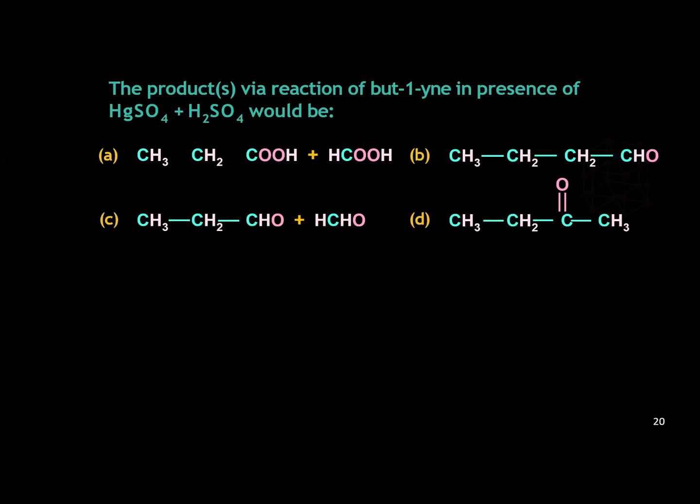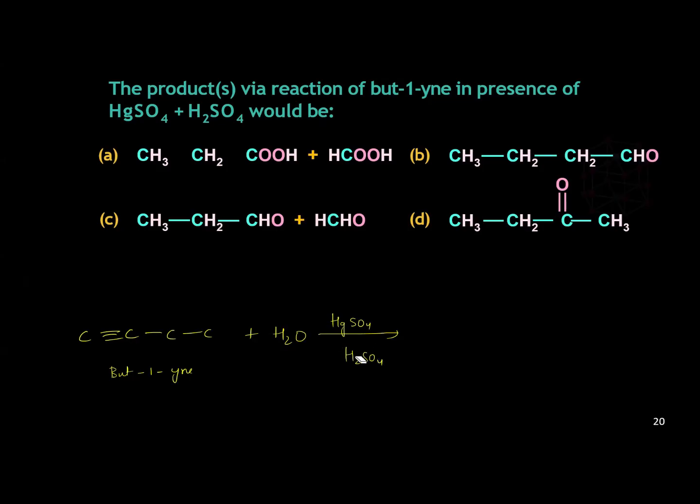What will be the answer? But-1-yne. So I'll write you but-1-yne. You take the carbon, carbon, triple bond, carbon, and carbon. So but, 4 carbons. On the first carbon, there's a triple bond present. So but-1-yne, in the presence of water, sulfuric acid, and HgSO4. Actually, this is yesterday's class.